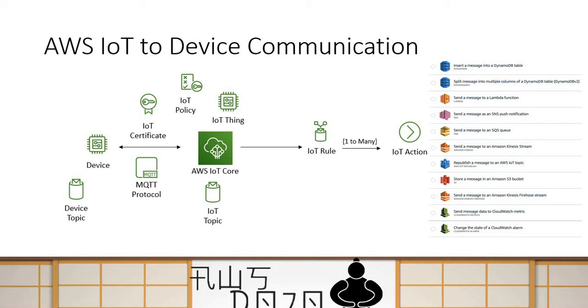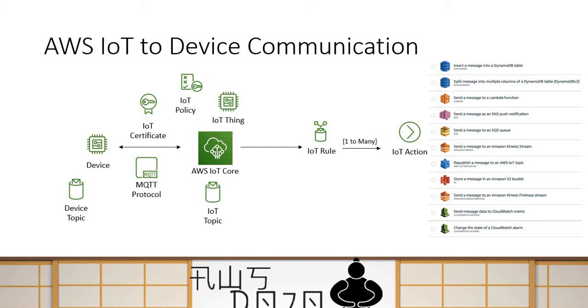So AWS IoT comes with a number of predefined IoT actions which you can configure behind an IoT rule to handle your message. And if you want, you can create your own custom action as well using a Lambda function. So that's how your whole flow works.